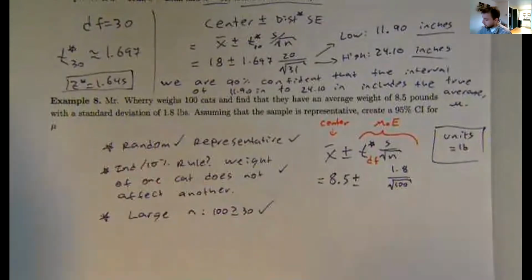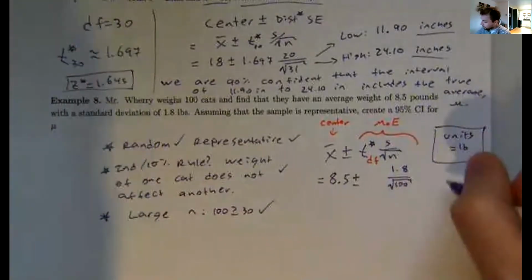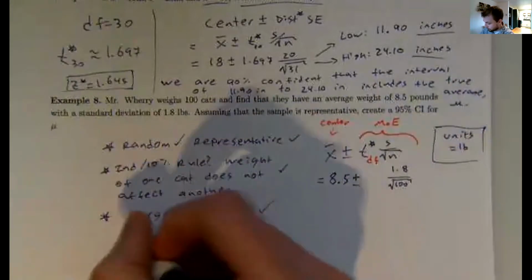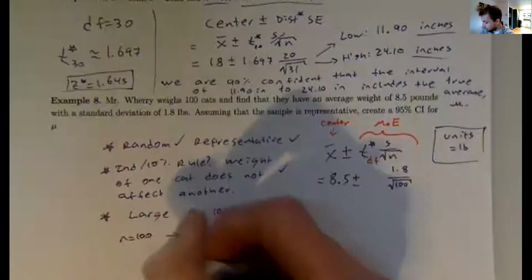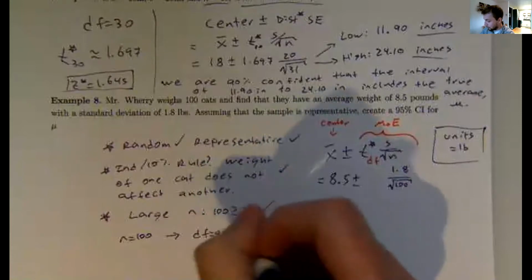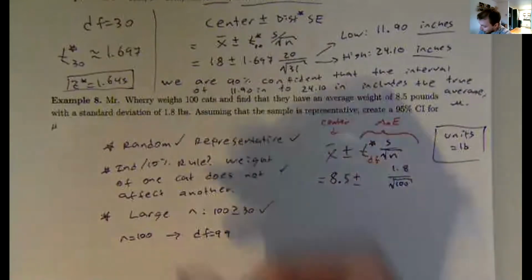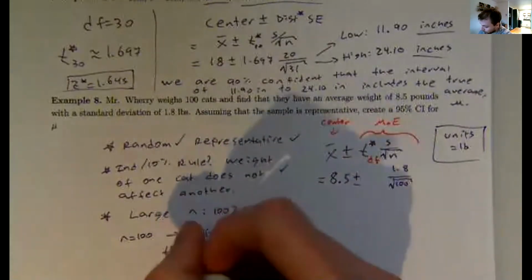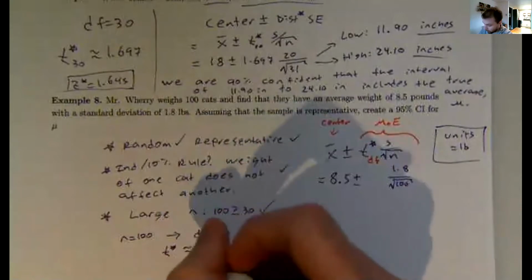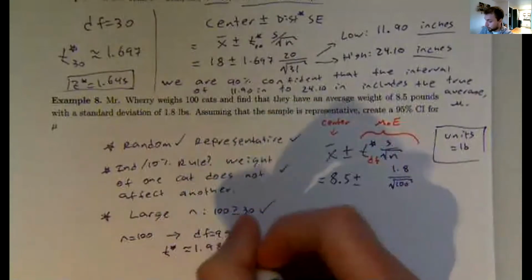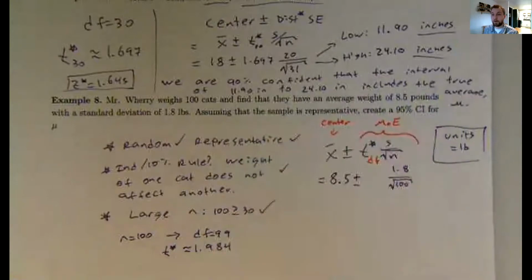Last piece, T star. Well, if I have 100 samples, my degree of freedom is 99. So in my table, I'm going to go to that 99. I don't have a 99 row. I have a 100 row. That's really close. I'll use that. Meets the 95 column. And when I do that, I got a critical value of approximately 1.984 or so. Please double check my work on that 1.984 to make sure you're getting the same critical value.